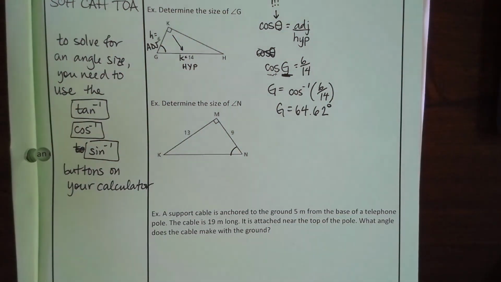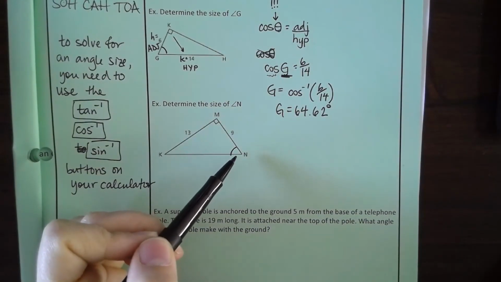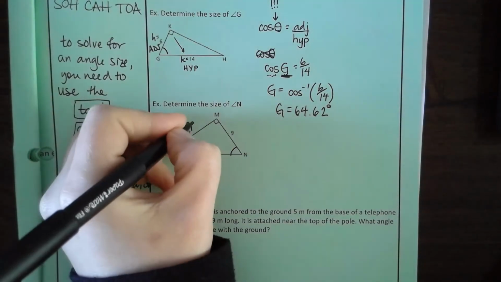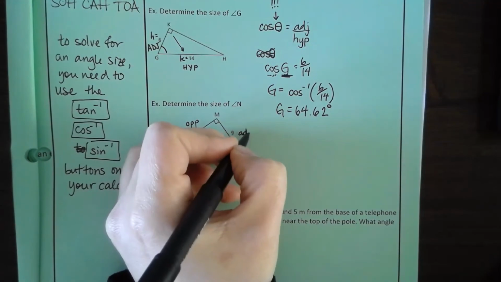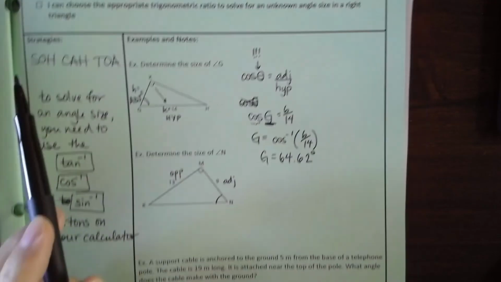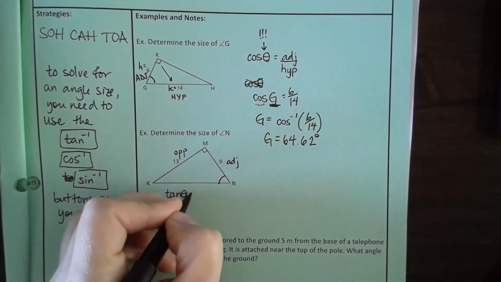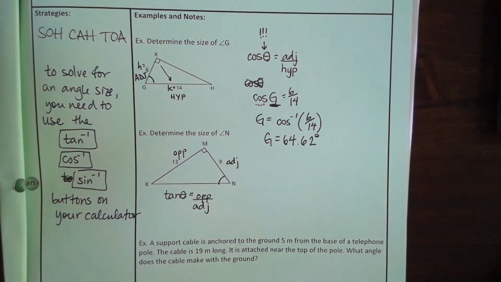We need to take a look at the information that we have relative to angle n. So in this question, we have 13, which is opposite of angle n, and we have 9, which is adjacent to angle n. Going back to SOHCAHTOA, I hope we can see that that's our tan ratio. So let's write it out like we're supposed to. Tan theta equals opposite over adjacent.